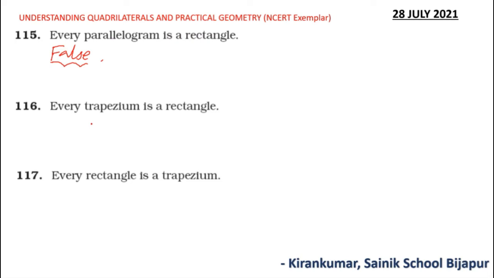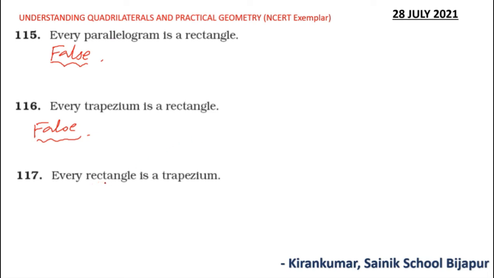Question 116. Every trapezium is a rectangle. This statement is also a false statement, since in a rectangle, opposite sides are equal and parallel, but in a trapezium, it's not so.